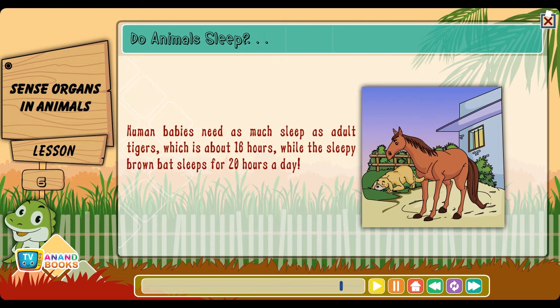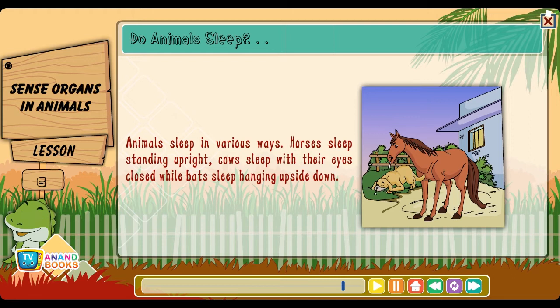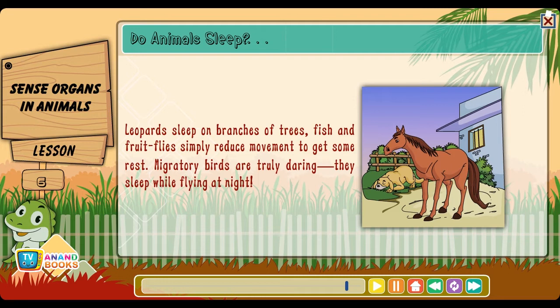Animals sleep in various ways. Horses sleep standing upright. Cows sleep with their eyes closed, while bats sleep hanging upside down. Leopards sleep on branches of trees. Fish and fruit flies simply reduce movement to get some rest. Migratory birds are truly daring. They sleep while flying at night.